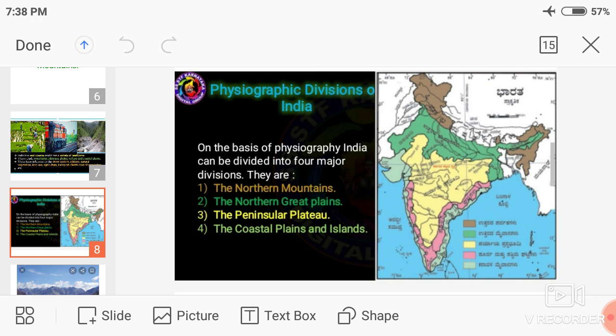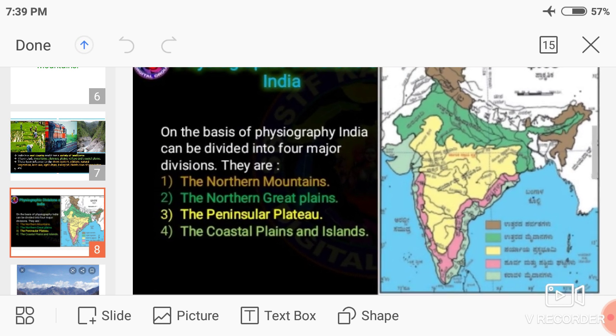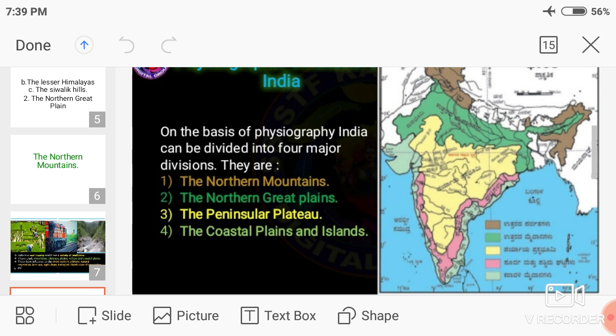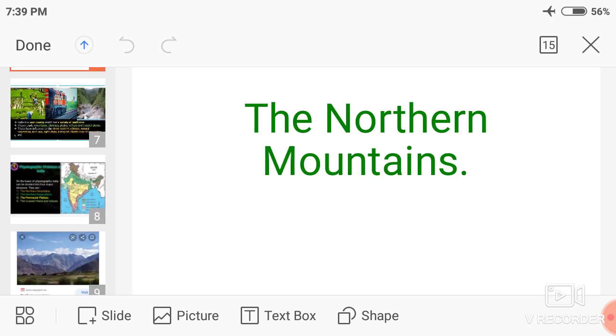The four major physical divisions of India are the Northern Mountains, the Northern Great Plains, the Peninsular Plateau, and the coastal plains and islands. Let's discuss one by one.